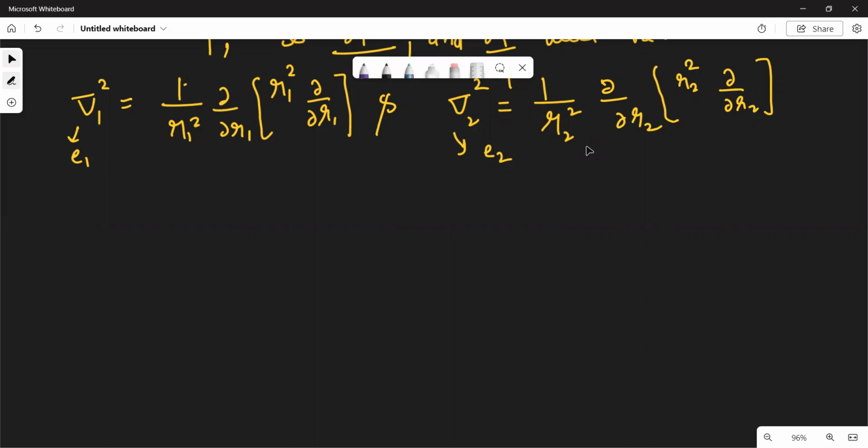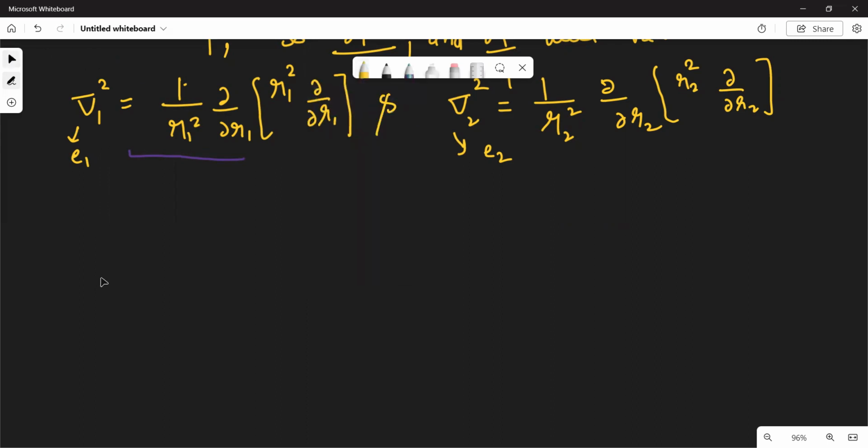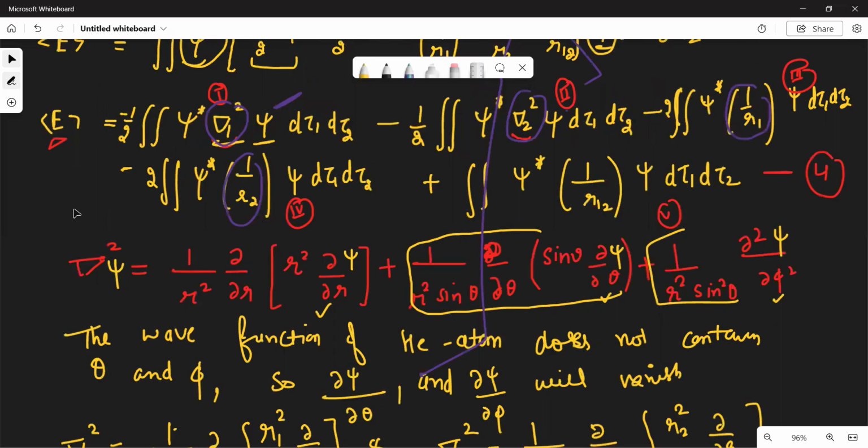My dear friends and students, we will continue the derivation, which is the application of the variation principle to the helium atom. So let's continue the derivations. In the previous video we found the Hamiltonian and the wave function, and we know the Laplacian operator for the first electron and for the second electron. Now we will solve the integrals one by one, which I have mentioned in equation 4.